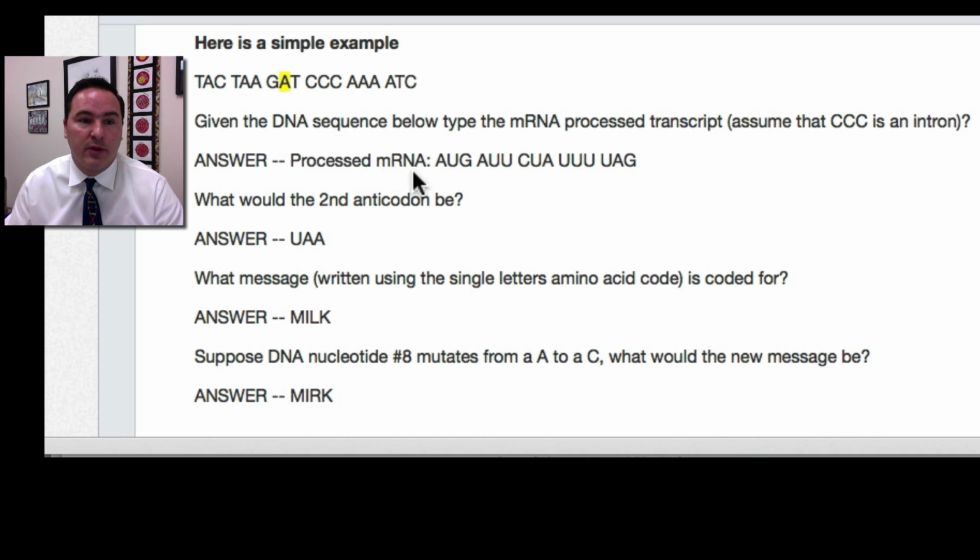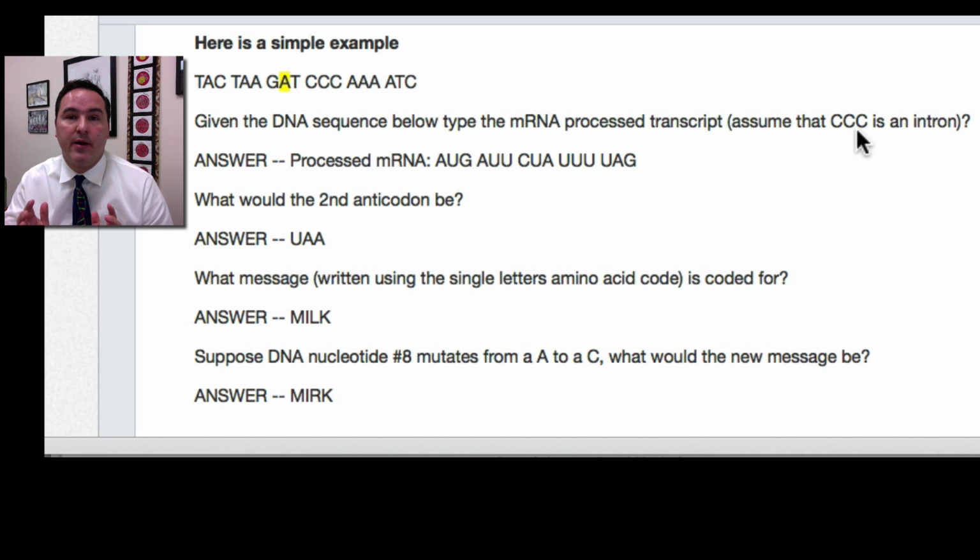So as you keep going through that, you end up with the answer A, U, G, A, U, U, C, U, A, U, U, U, U, A, G, right? So that's the complementary copy of all of this. But you also had to notice one other thing: up in this strand, this triplet right here, C, C, C, I said you should assume that that is an intron. And what happens to introns in RNA processing?